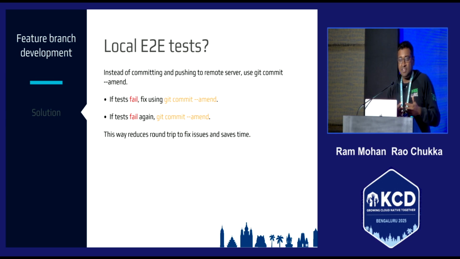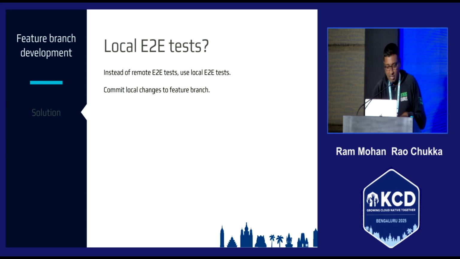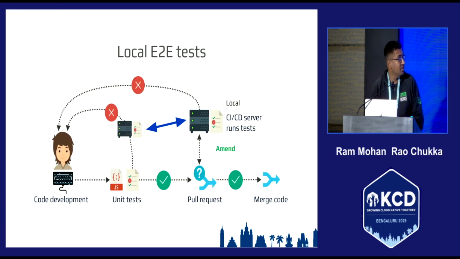So this saves a lot of time in terms of pushing and running it on a remote CI/CD server, okay? So instead of remote end-to-end tests, use local tests and commit locally to a feature branch. What I was referring to here is, bring these remote CI/CD tests to your local, okay?